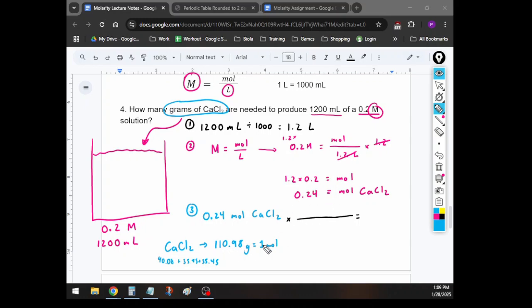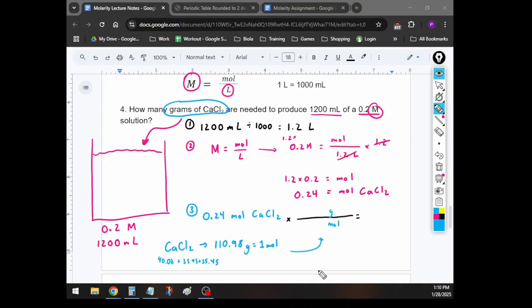All right, so we have to plug it into this fraction right here. Let's see if you guys put the numbers in the correct positions. You're trying to get rid of moles, right? So where should moles go on this fraction? On the bottom, yeah, the denominator. And then grams goes on top.